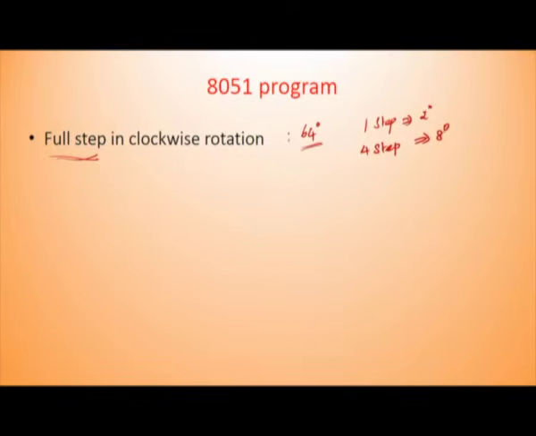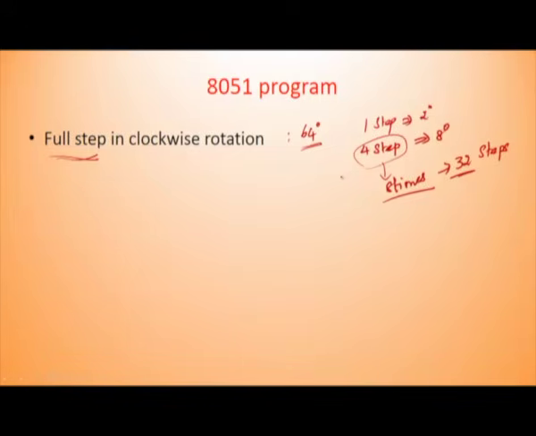Now, I need 64 degrees. So, 64 is 8 times 8. So, these 4 steps should be repeated 8 times. By repeating 8 times only you are getting it. So, totally 32 steps are needed to give a 64 degree angle.